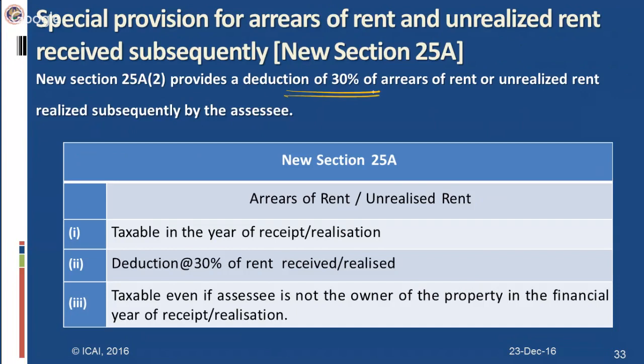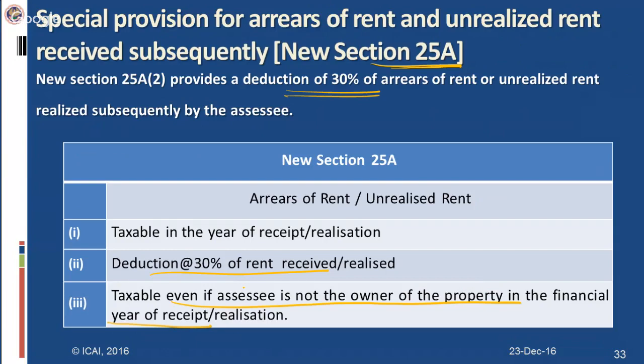This deduction is itself provided in section 25A. From the amount received in the form of arrears of rent or the unrealized rent, a flat deduction of 30% will be available. And this amount is taxable even if the assessee is not the owner of the property in the financial year in which he received the arrears of rent or unrealized rent.